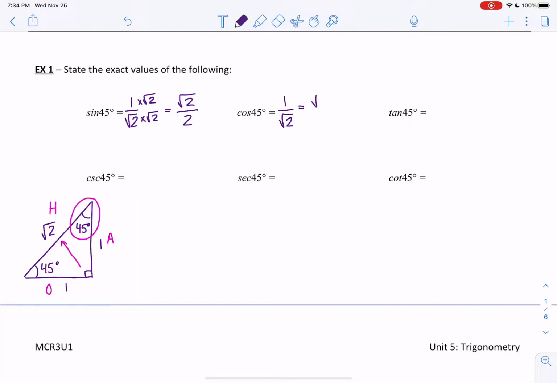So that will also be root 2 over 2. For tan 45, we have opposite over adjacent, so 1 over 1, which is equal to 1. Then for cosecant 45, we have hypotenuse over opposite, so we have root 2 over 1, which is equal to root 2. For secant 45, we have adjacent over hypotenuse, so root 2 over 1, root 2. And for cotangent 45, we have adjacent over opposite, so 1 over 1, which equals 1.